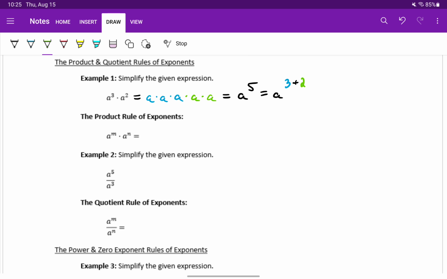And we can generalize that into a pattern, which is anytime we have a to the m power times a to the n power, we can combine those two by simply adding those two exponents together. So that will always become a to the m plus n power.